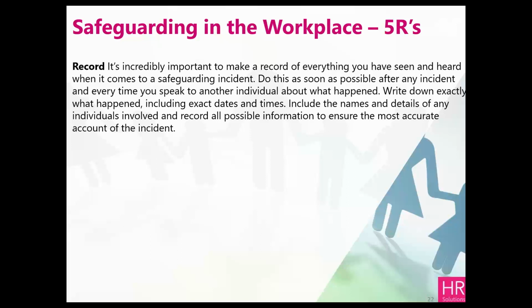Write down exactly what happened, including dates, times, names and details of any individuals involved, and record as much information as you can to ensure the most accurate account of the incident. And again, if the person is talking to you confidentially, read the report back to them. As part of your safeguarding process, you need to think about putting in place a witness notes form and probably a statement form, which again we can help you with. But the safeguarding policy will have a number of different documents that will drop out of it as well to help you report and record an incident.